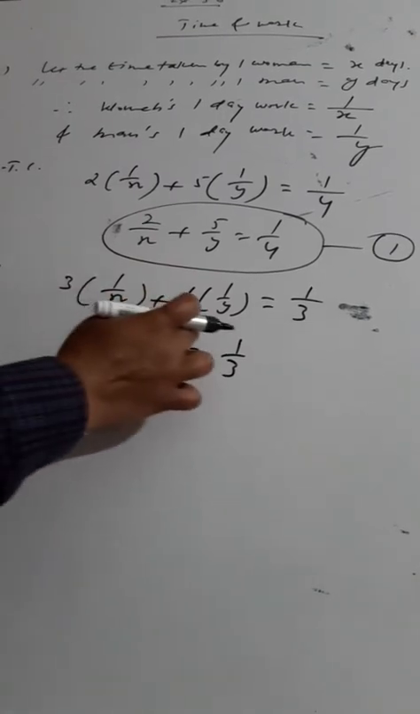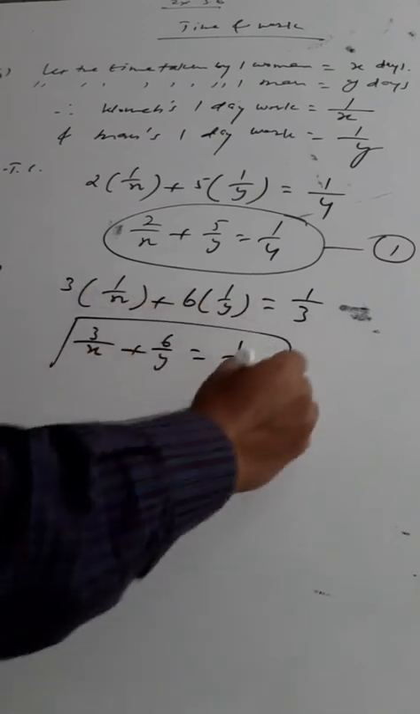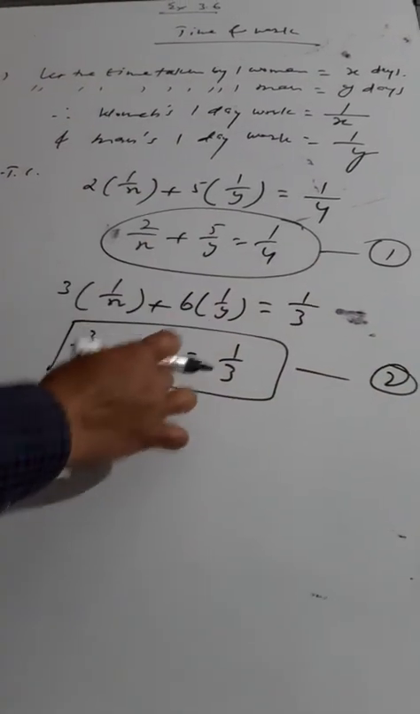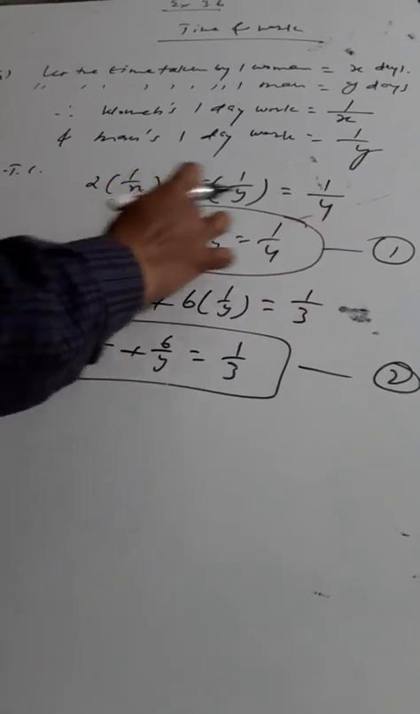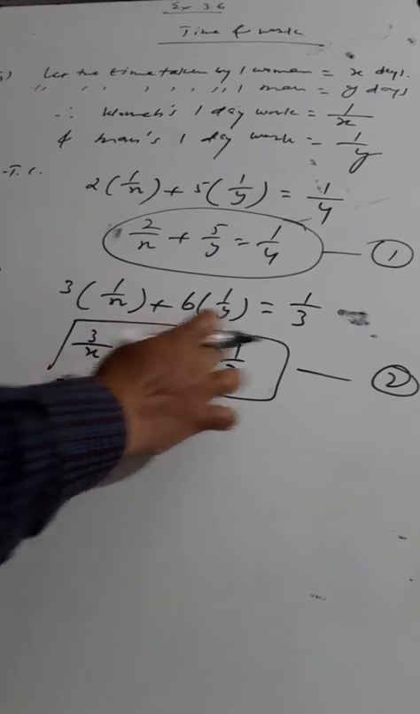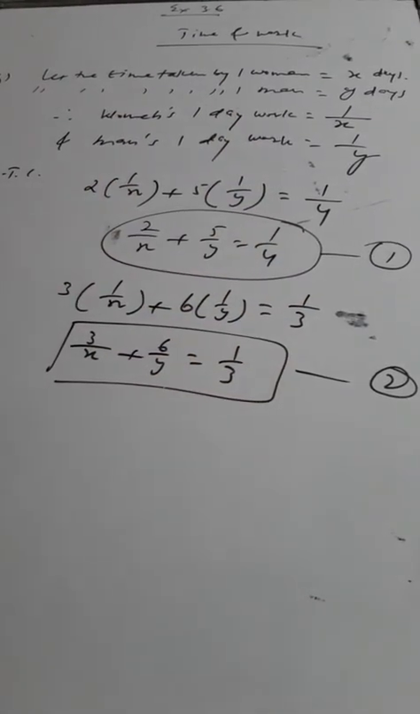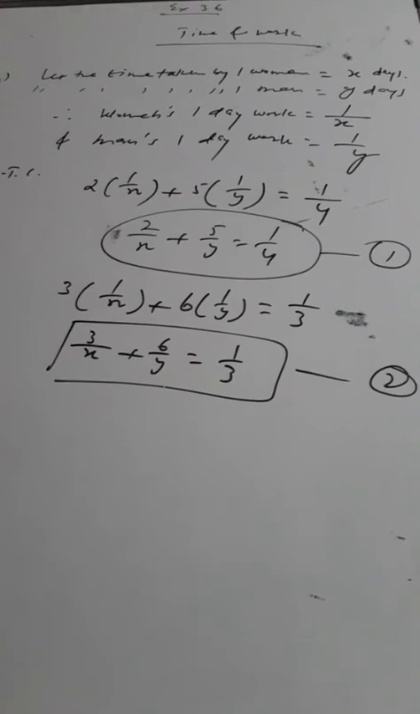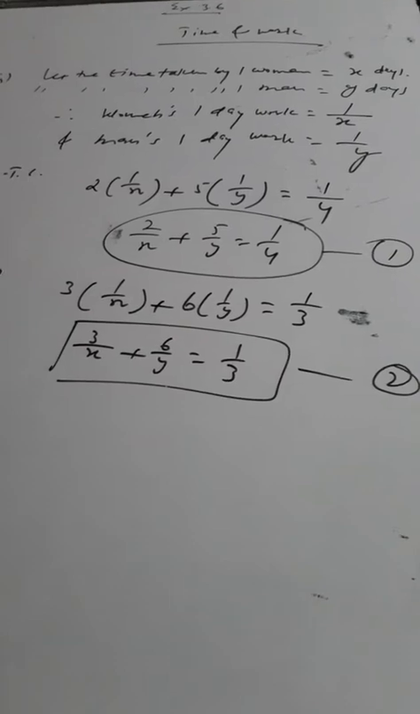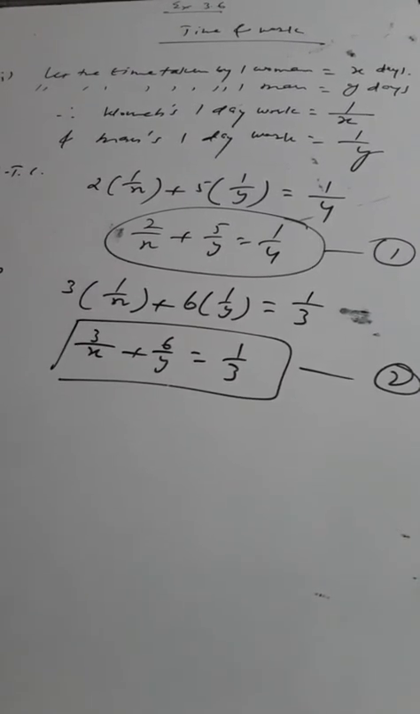If you want to take 3 common here, you can do that also, or you can straight away work it out by taking again 1 upon X is equal to a and 1 upon Y is equal to b, which you have already done. So this will be 2a plus 5b is equal to 1 upon 4, and 3a plus 6b is equal to 1 upon 3. Then you find the value of a and b, and with that you can get the value of X and Y. I hope all of you will be able to get the value of X and Y, because I have already shared this part with you in question number 1 of the calculation.